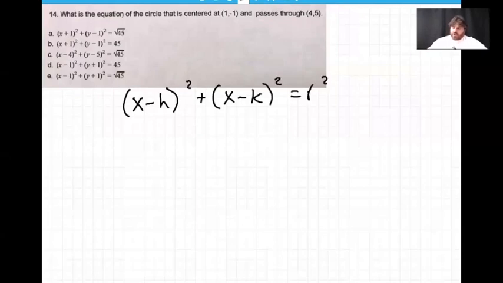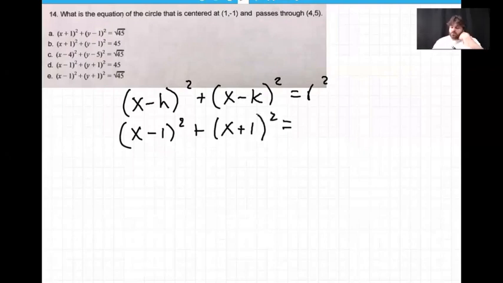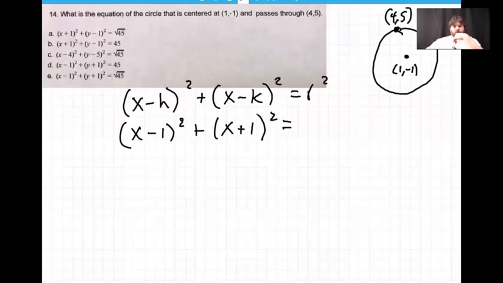We know that h is 1, so we plug in x minus 1 squared plus y minus a -1, right? That flips the sign to positive, equals the radius squared. Now, we don't know the radius here, but we know something important. We know the center is at 1, -1, and we know that it passes through the coordinate 4, 5. So couldn't I just use the distance formula here to find the distance there? I use the distance formula.